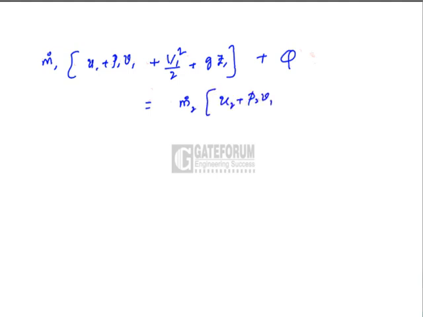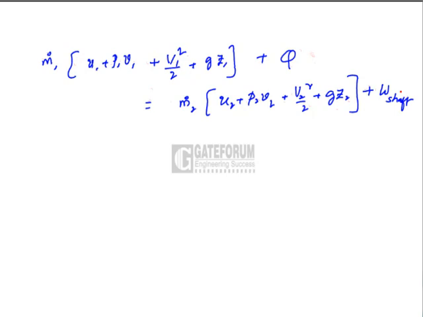We get U1 plus P1 V1 plus V1 square by 2 plus G into Z1. These are all the energies that are entering with the mass into the control volume at section 1, plus heat supplied to the control volume, is equal to m dot 2 into U2 plus P2 V2, flow work, plus kinetic energy V2 square by 2, plus potential energy G into Z2, plus W shaft.